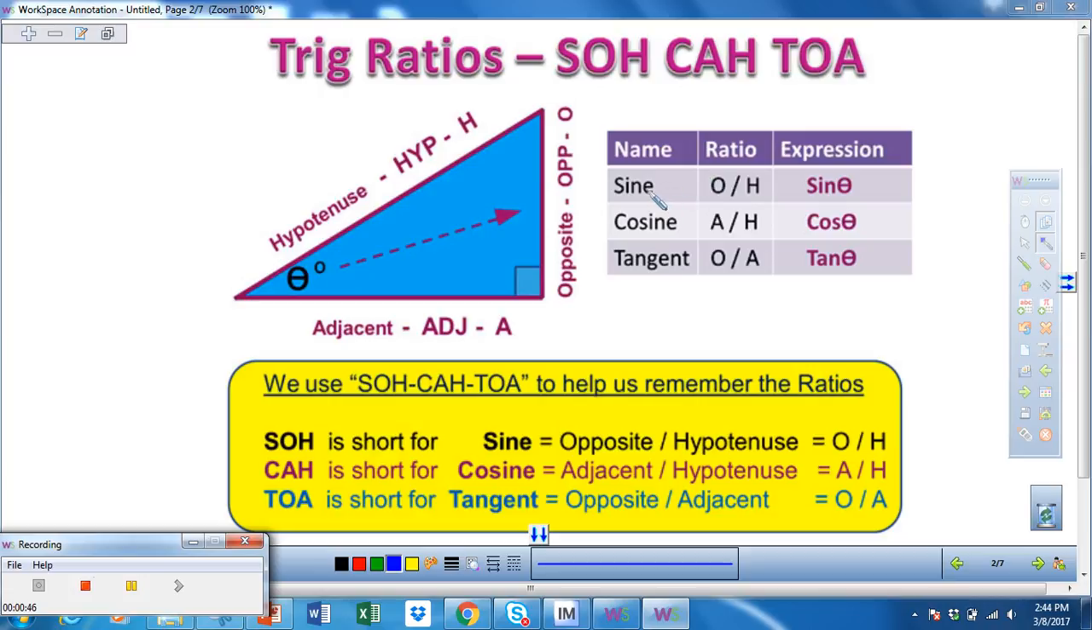So we can remember that sine is opposite over hypotenuse, cosine adjacent over hypotenuse, and tangent opposite over adjacent. And this is a nice little graphic to help you to remember that. If you need to write that down, please do so, because you have to know this.